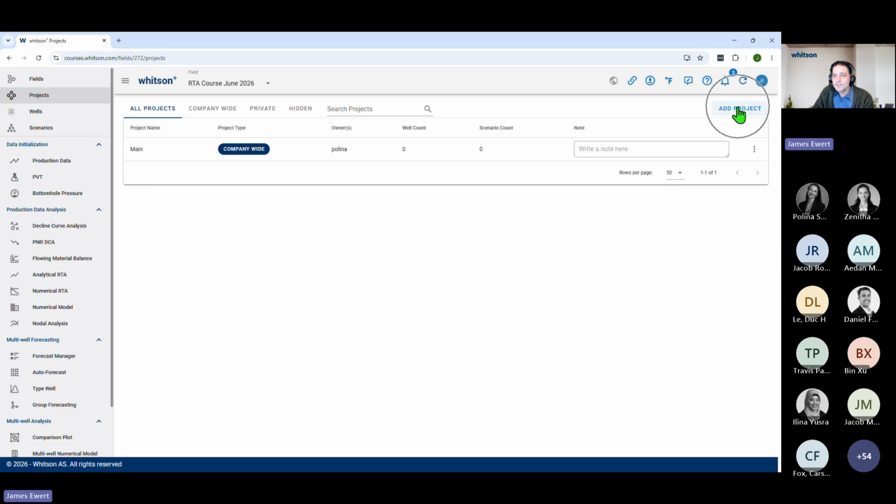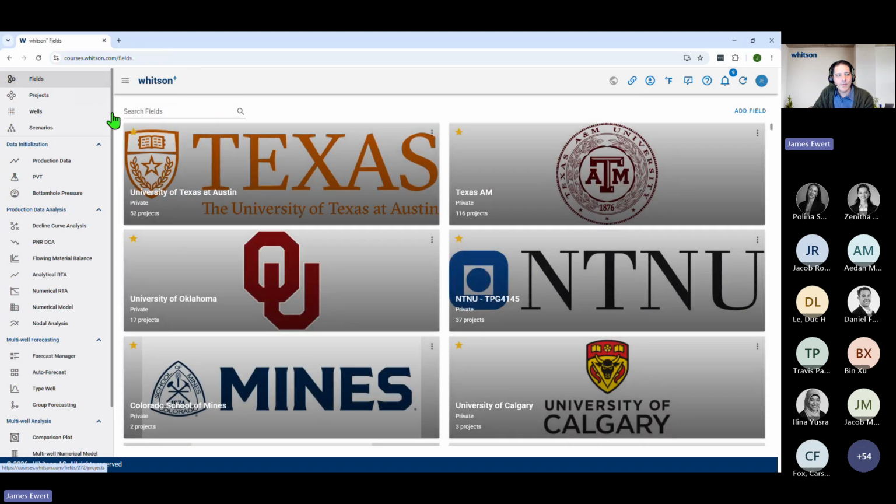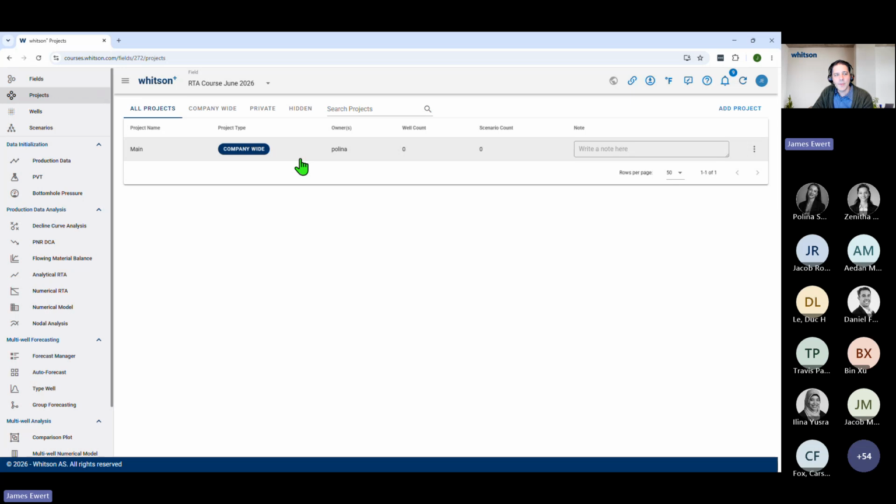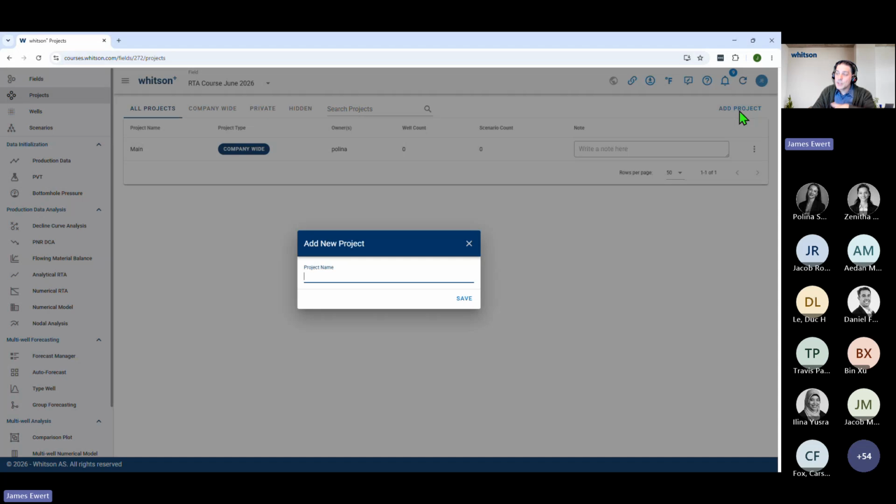So let's add a project at the top right. I'll go back one more. I was in fields, and I was in this field. I'm going to create a project, so I'll go up to the top right and click Add Project. When I click on that, it's going to open up a window, and I can name it whatever I want. I'm going to use my last name because it's easy. Name it whatever you'd like, and once you've entered a name, click Save.